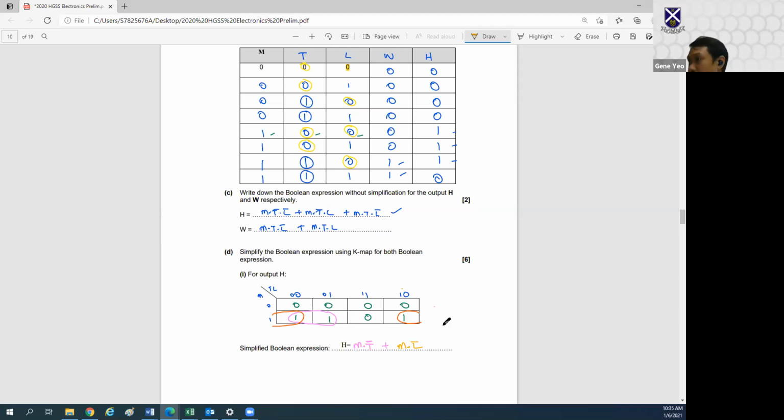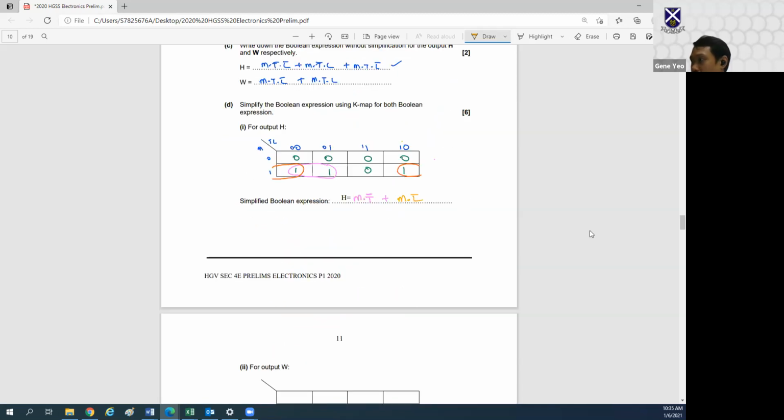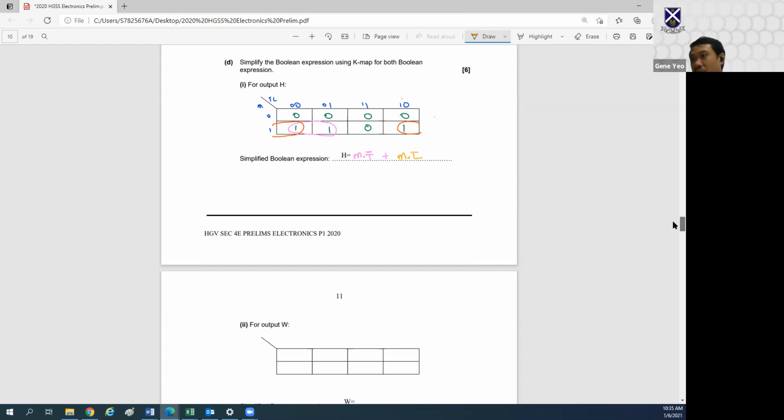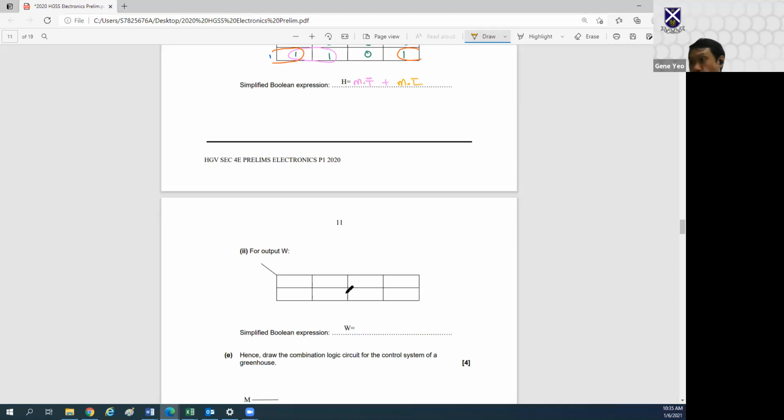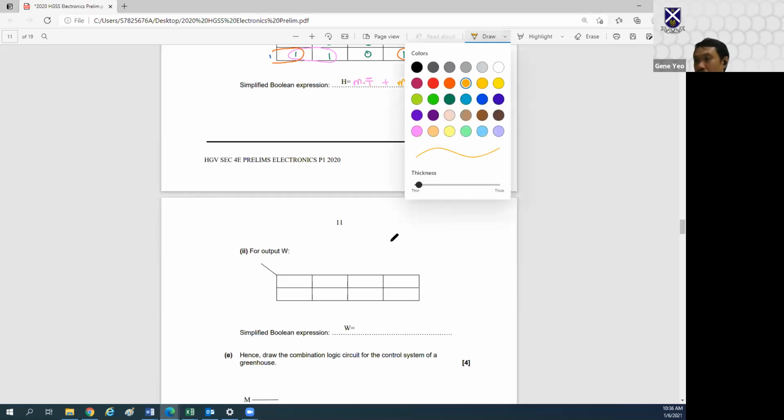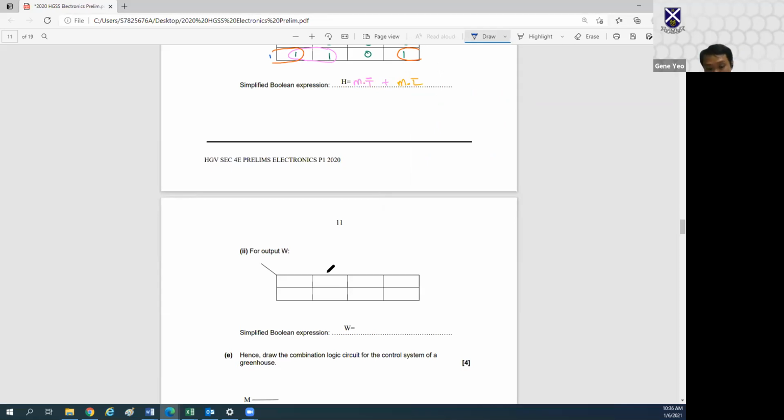Are we good? So solving K-maps, any question? I'll take that as a no. No raised hands. So now they also want to simplify for W. Those of you who have not done it, I want you to do it right now. Don't look up at the screen. Those of you who have done it, I'm going to populate the K-map and I want you to check your answer. But those of you who have not done it, please don't just copy. I want you to try it yourself right now.